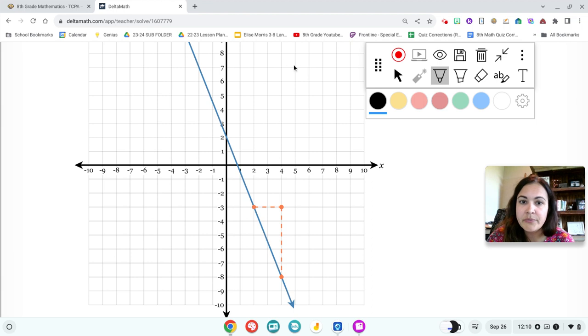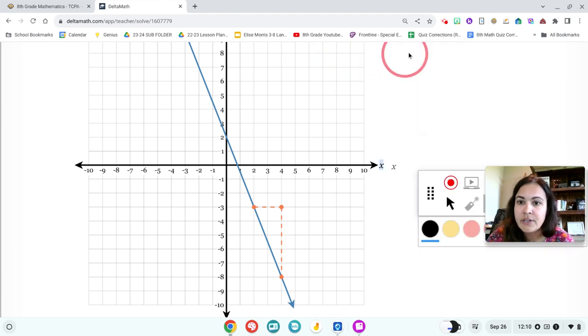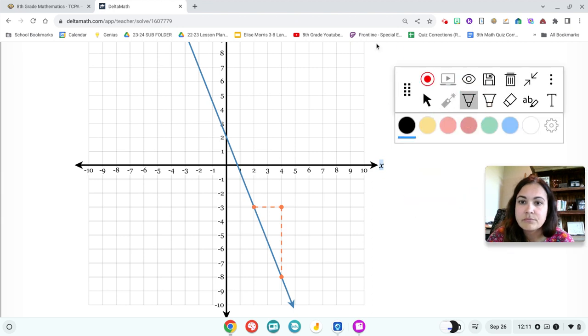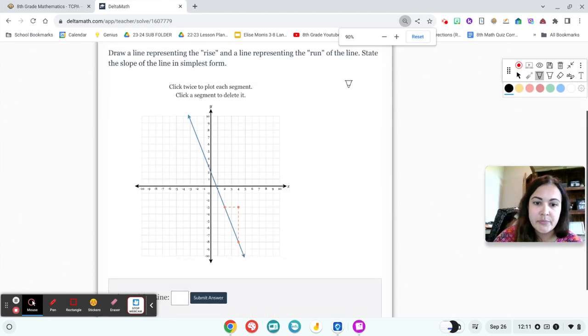All right, I went up 5. Oh, I can't draw on the graph. Hold on. 5. No, it's not letting me draw. Okay, that's fine. Hopefully you can see this okay. So we went up 5. Up is positive.